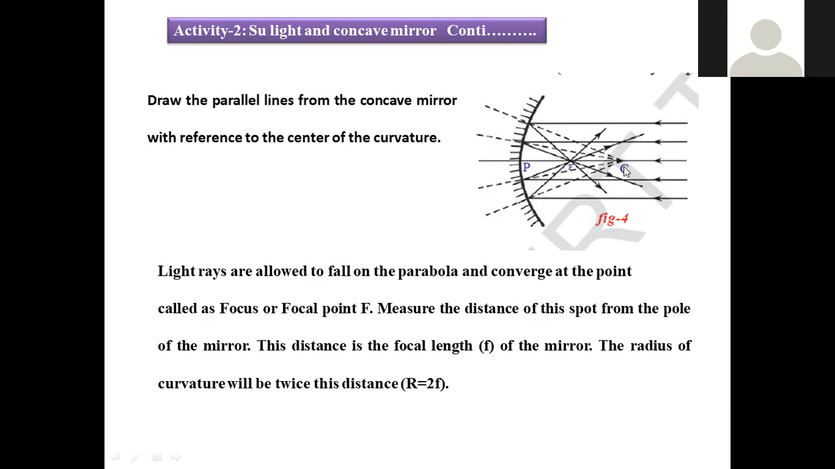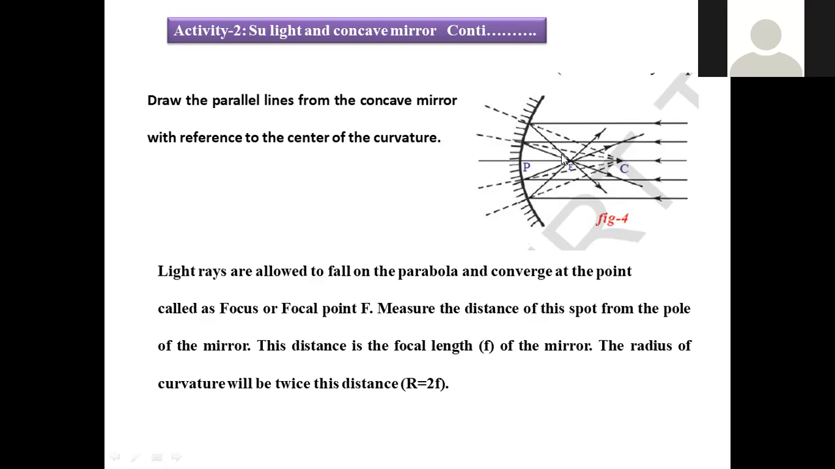Focal length is nothing but the distance from that focus or focal point to the mirror. That distance is said to be a focal length, denoted with F, right? The radius of curvature will be twice the distance of a focal length. So radius is nothing but the distance from the one end to the other, and that is always twice the focal length. That is, radius is equal to 2 into focal length. That is the relation between radius and focal length.